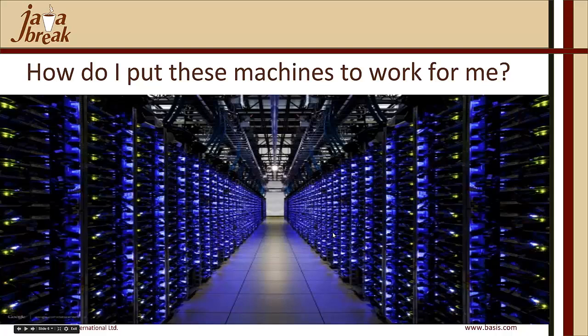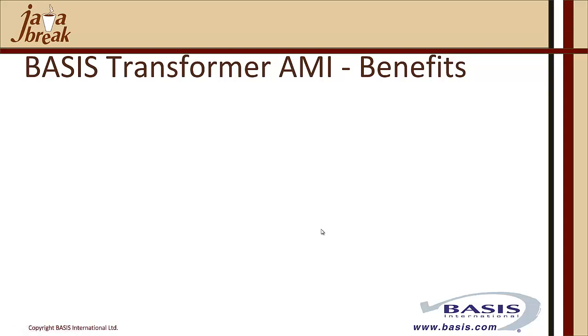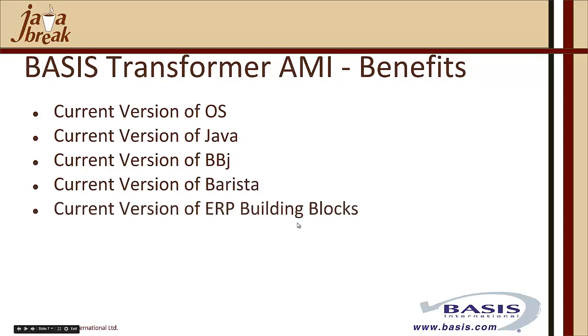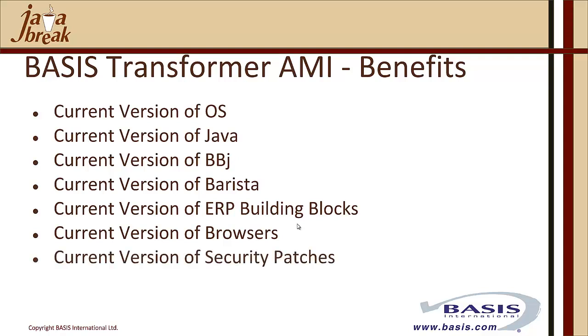They're just machines that can't do anything until an AMI tells them what to do. That's where the Basis Transformer AMI comes in. It is already pre-configured with the current version of the operating system. It is pre-configured with the current version of Java. It's got the current version of BBJ. It also has the current version of Barista and the ERP building blocks. It also has a current version of the latest browsers and a current version of security patches. You can see this building list.